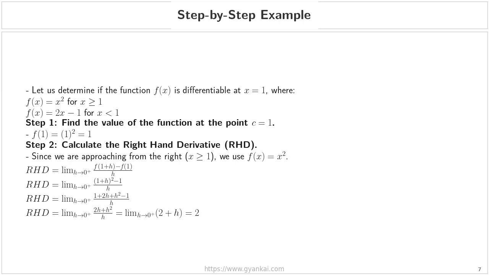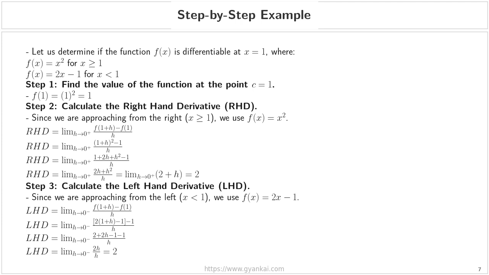We set up the limit as h approaches 0 from the right of the difference quotient, f of 1 plus h minus f of 1, all divided by h. Substituting our values, this becomes the limit as h approaches 0 from the right of (1 plus h) squared minus 1, all over h. Expanding the squared term, we get 1 plus 2h plus h squared minus 1, all over h. The ones cancel out, leaving us with 2h plus h squared over h. By factoring out h, we simplify this to the limit of 2 plus h as h approaches 0. This gives us a right-hand derivative of 2.